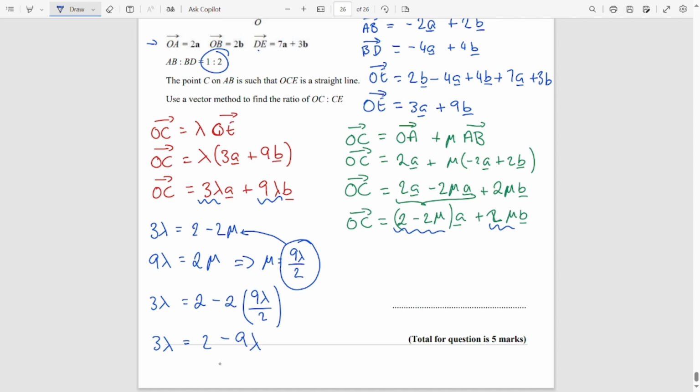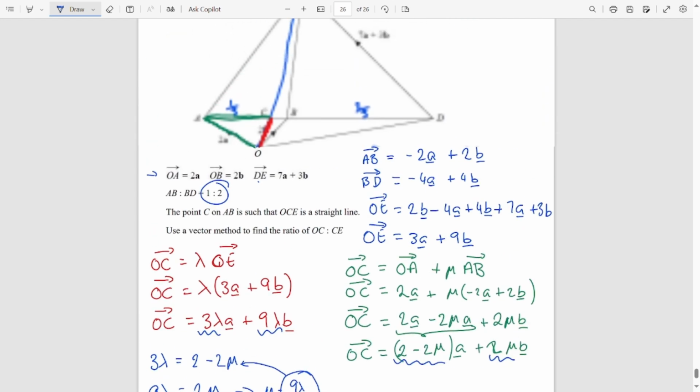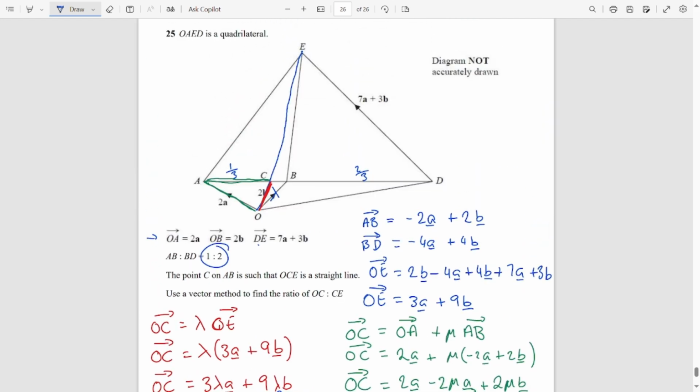Now I'm going to add 9 lambda onto the other side. So 3 lambda plus 9 lambda is 12 lambda is equal to 2. And then I'm just going to lastly divide through by 12. And so I have lambda is equal to 2 over 12, which is the same as 1 over 6. And we have found lambda. Lambda is 1/6. So that means that C is 1/6 of the way along.